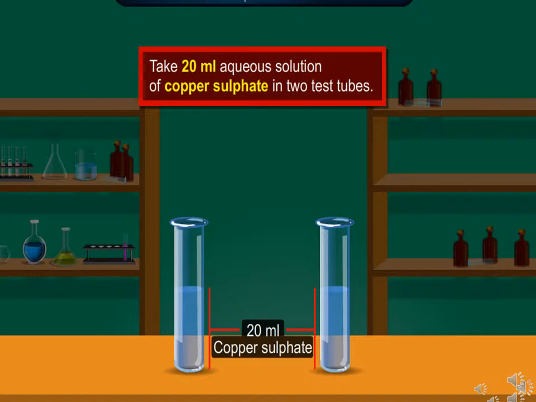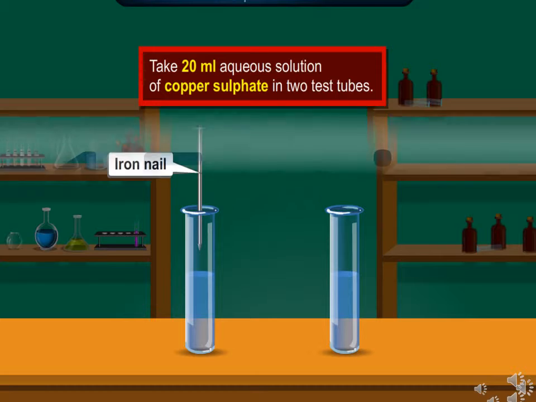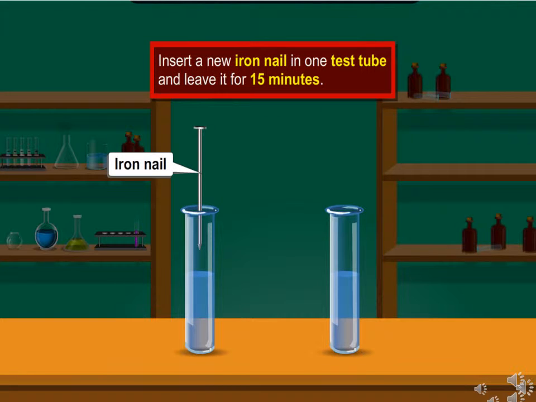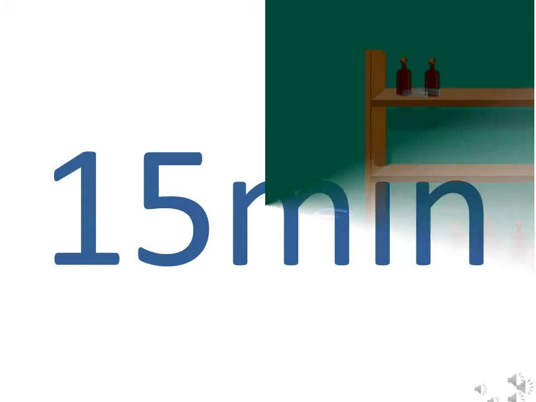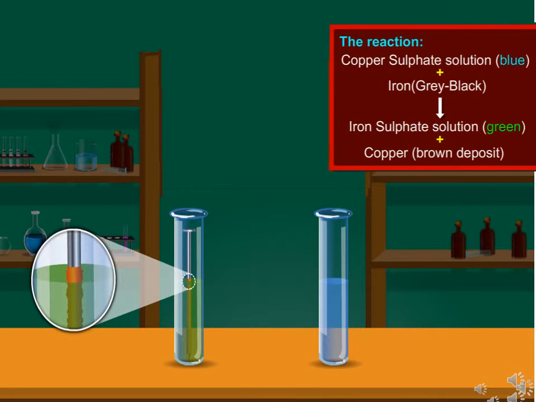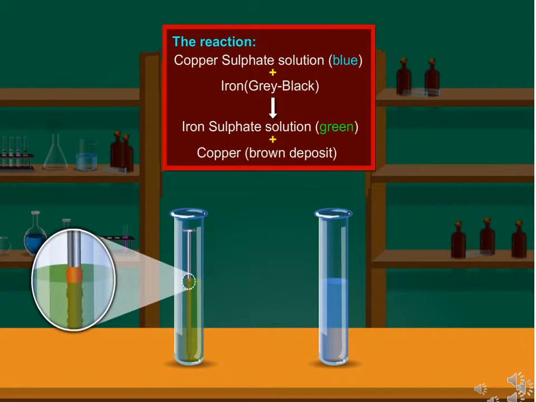Take 20 ml aqueous solution of copper sulfate in 2 test tubes. Insert a new iron nail in one test tube and leave it for 15 minutes. The reaction. Copper sulfate solution, blue, plus iron, which is grey-black, gives iron sulfate solution, which is green, plus copper, which is brown deposit.